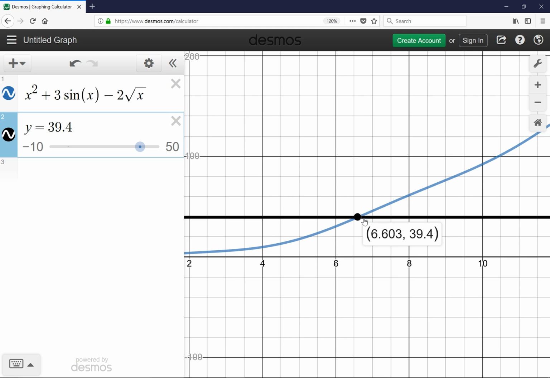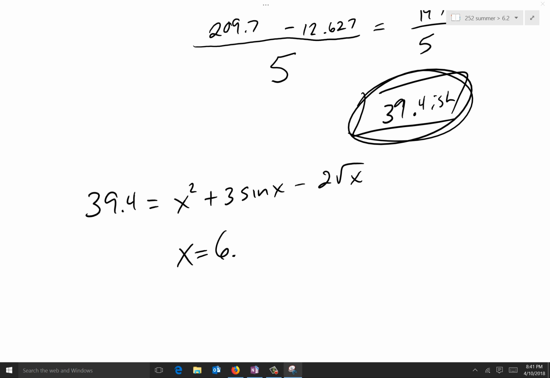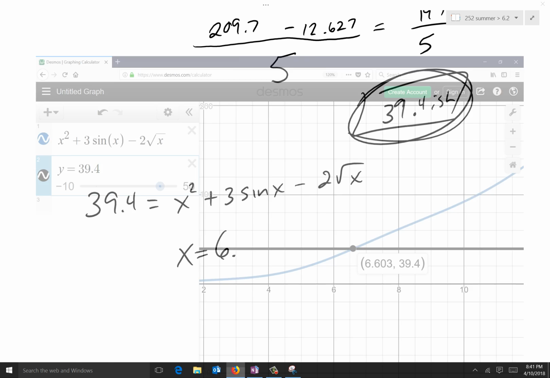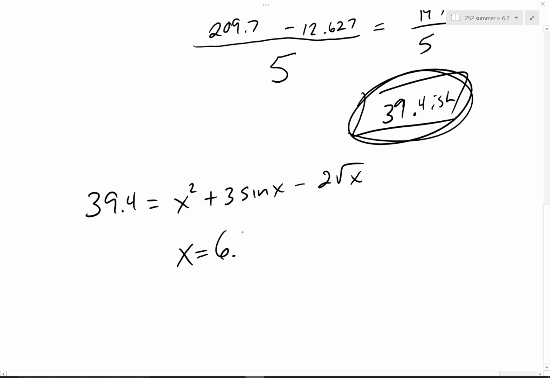Our endpoints were 4 and 9 this time. 6 lies in the middle there somewhere. It doesn't have to be exactly in the middle, it needs to be in between these. So x equals 6.6. I'm sorry, 6.6.